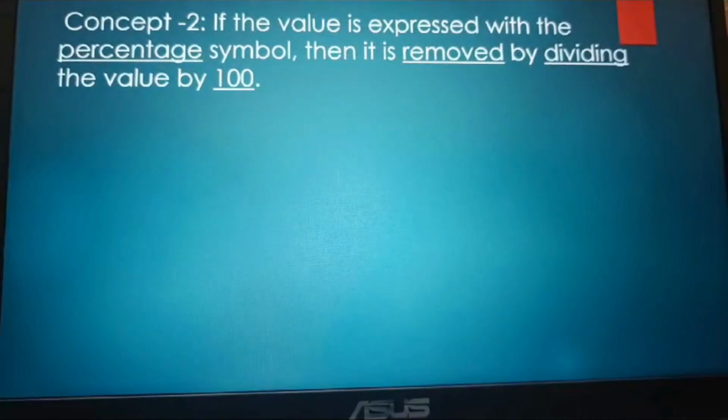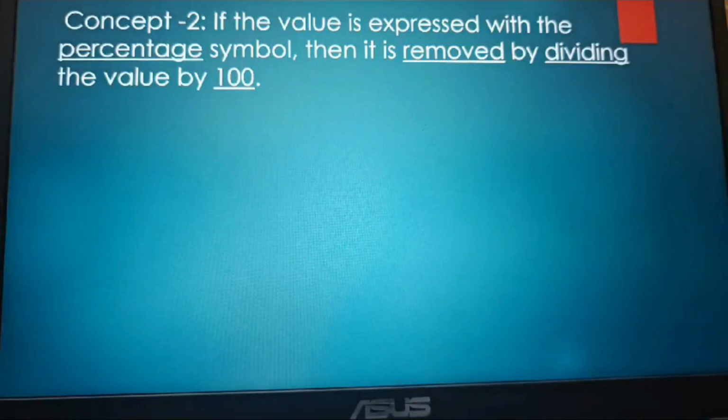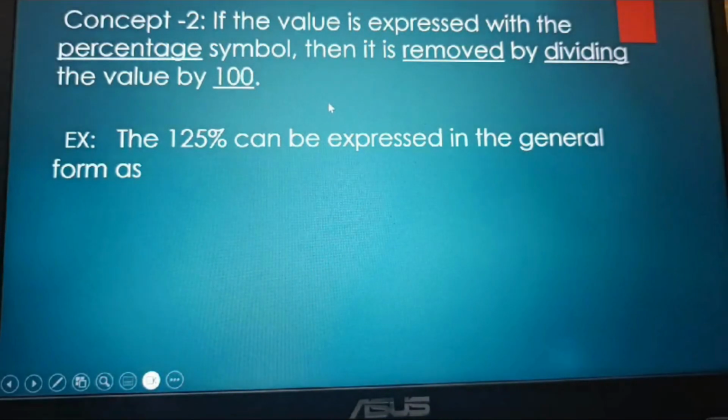Previously we discussed how the percentage symbol can be obtained. Now if in any case the percentage symbol is given, how will it be removed? It will be removed by dividing that quantity by 100. Then we get the result in terms of the original value. This can be understood with an example.